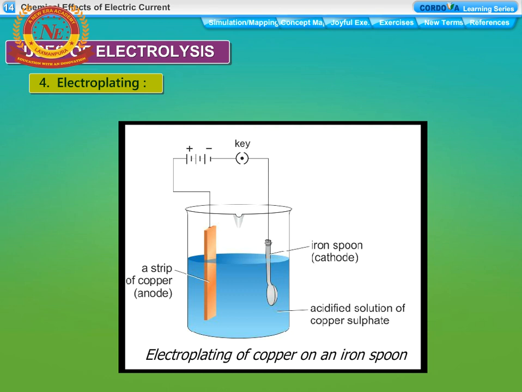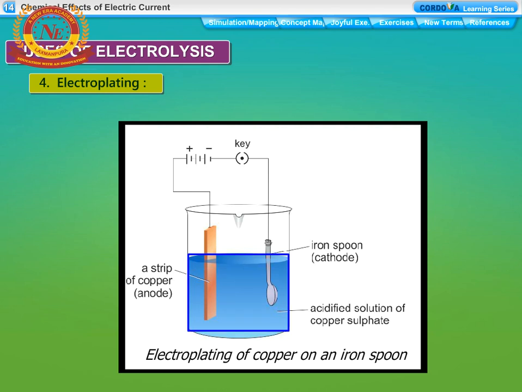In this process of electroplating, the object to be electroplated, that is, an iron spoon, is made cathode, the negative electrode. A thin sheet of pure copper is made anode, the positive electrode. An acidified solution of copper sulfate is used as an electrolyte taken in an electrolytic tank.